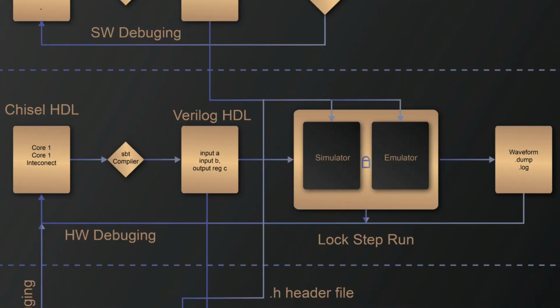For hardware development, we use Chisel to describe our multi-core architecture, which is compiled into synthesizable Verilog. We then simulate using cycle-accurate core simulation with a lock-step run, which synchronizes the software and hardware models for precise debugging. Waveform dumps and tools like header file generation and platform API further aid in tracing and integration.